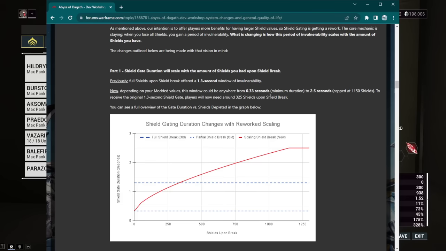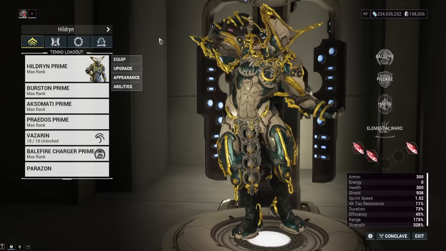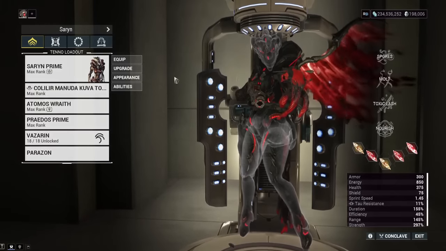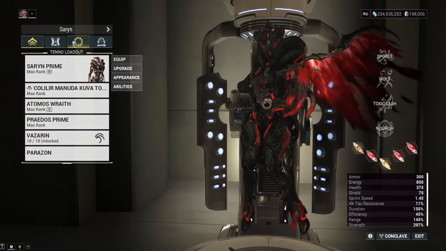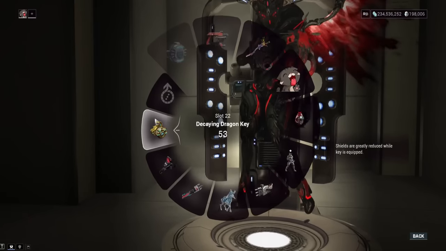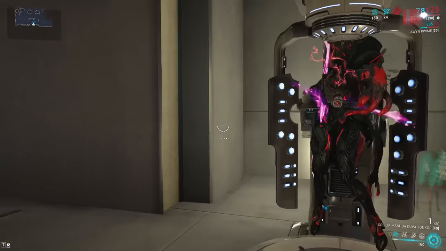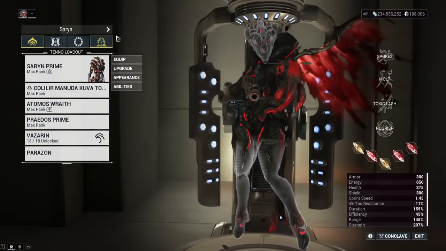They are buffing the base shields of basically every frame in the game. For example, my Saren Prime that we were just looking at earlier, her maximum shield on the live version of the game is 300. Once this goes through, her maximum shields will be 370. So she'll have over the standard shield gate, but the problem is getting to that number in the first place. How are you going to get to 375 shields?